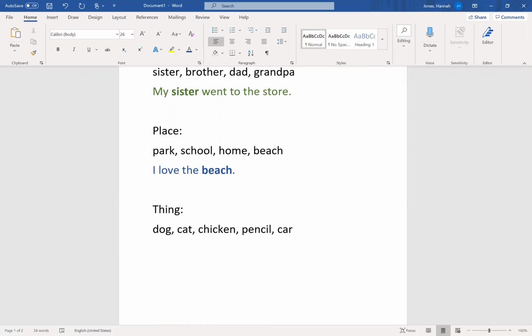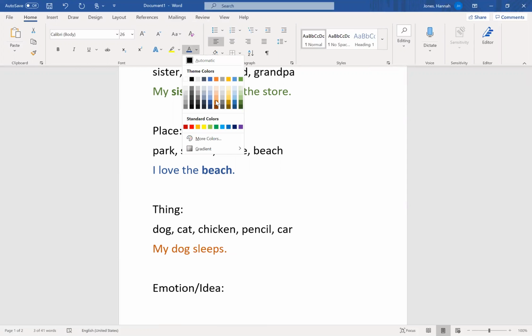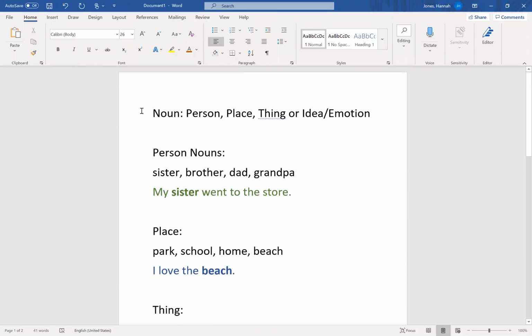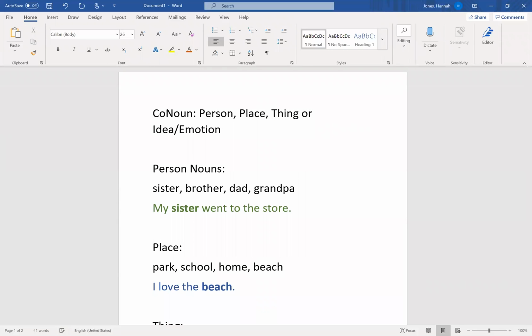Another common noun sentence. My dog sleeps, okay? Very simple sentence. My dog sleeps. My dog often sleeps, so this is a perfect sentence. I have a very lazy dog. And again, dog would be our little common noun, okay? These are all common nouns, and if you'd like me to write that, I'll write common noun up here. That'll help because there's different kinds of nouns, which you probably have seen. We're just talking about common nouns right now.